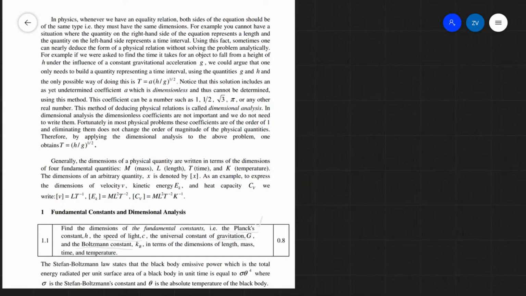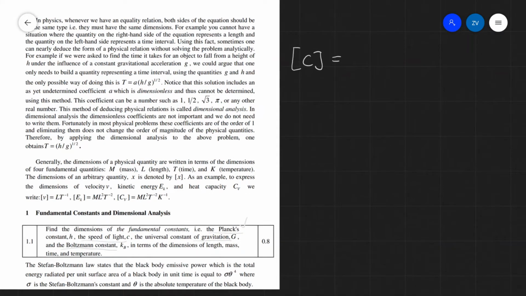So Planck's constant is done. Next one up is the speed of light, c. Well, that's an easy one. The speed of light is just normally measured in meters per second. So this is going to be L T to the power of -1.